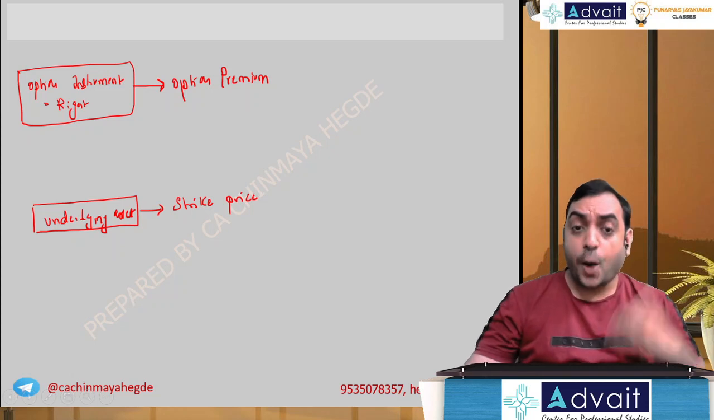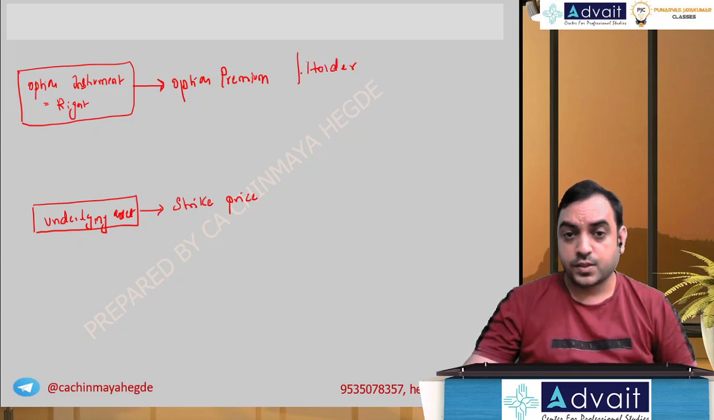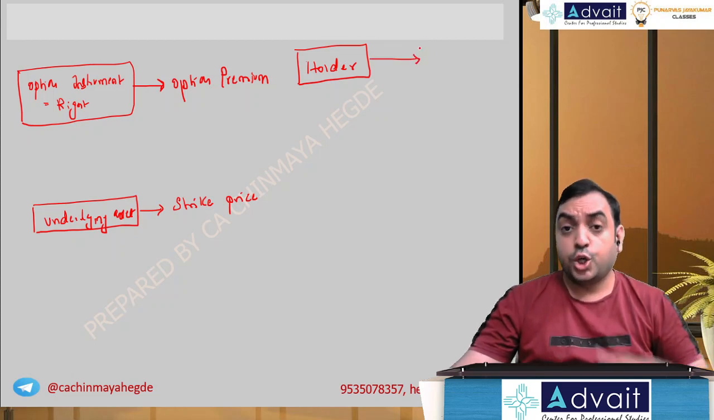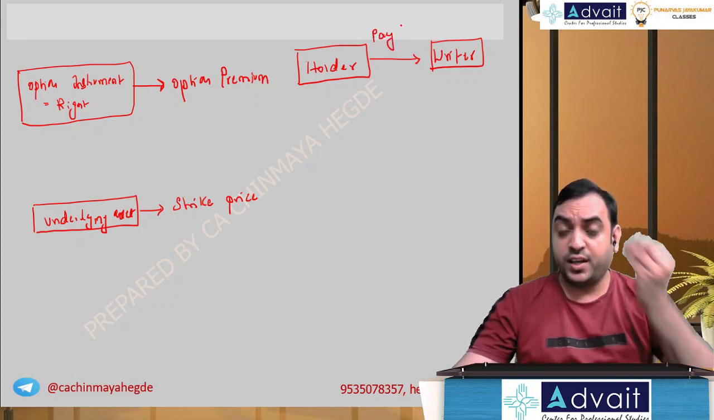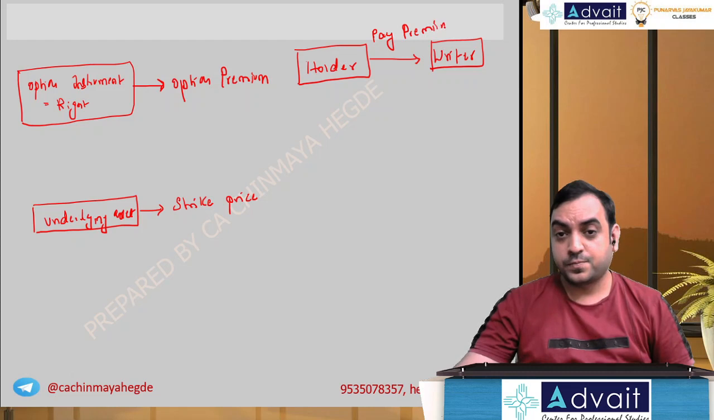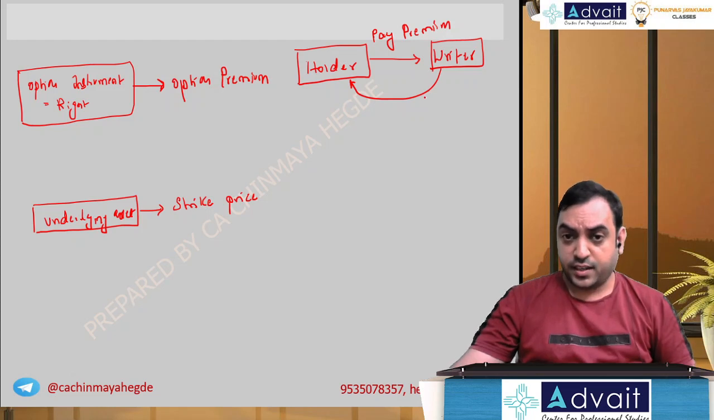Now, the option premium is the amount paid by the buyer. The buyer is called the option holder. The option holder will make a payment to the seller. The seller is called the option writer. So the option holder will pay the premium, just like an insurance policy holder pays a premium, and the writer receives the premium. Basically, the writer assumes the obligation.